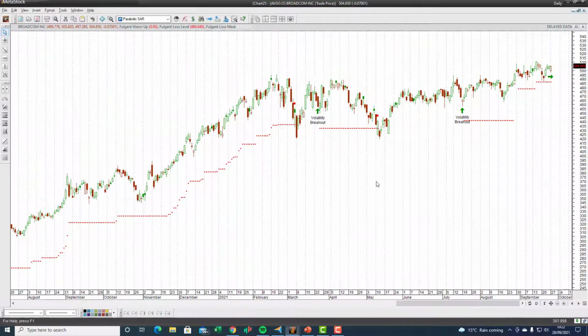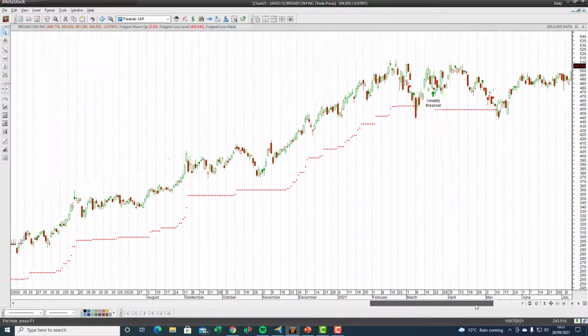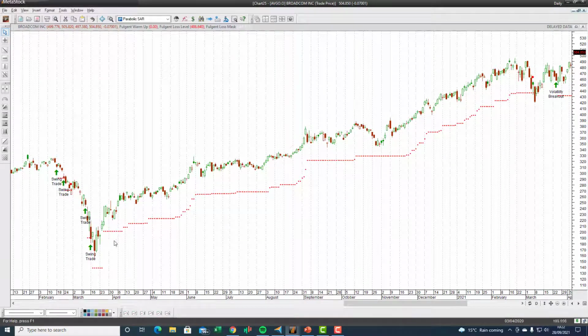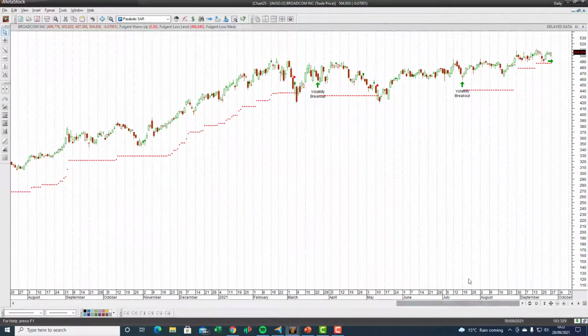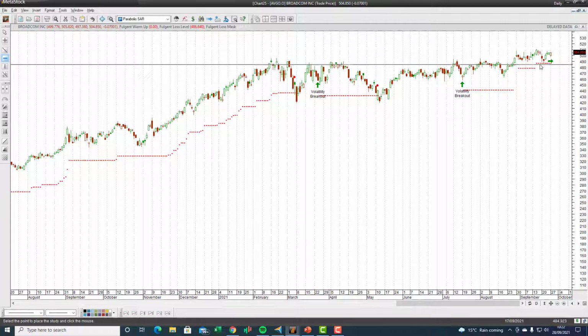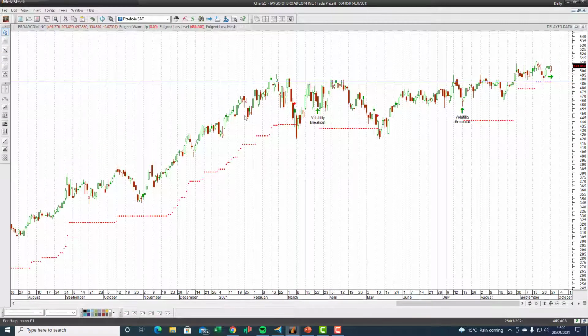You can see Broadcom, we captured the entire rally last year, swing trade, look how long that swing trade stayed open, entire year basically. And then the stock started moving sideways, volatility breakout there, didn't do so well, but the last volatility breakout did very well. And then we have a trailing stop right up here below the 490 zone.